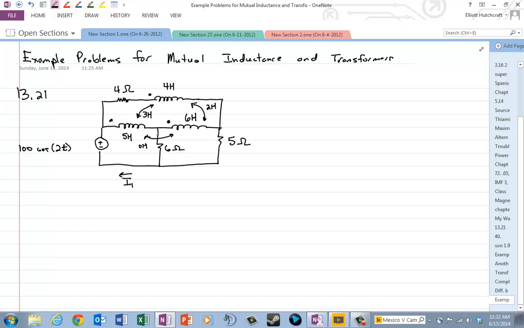Now the next thing I need to do is convert to the phasor domain. So I know with my setup here I have omega is equal to 2 radians per second, and the 4 ohm is going to go to 4 ohm. Same with the 5 and 6 ohm. They're resistors, so they stay the same.